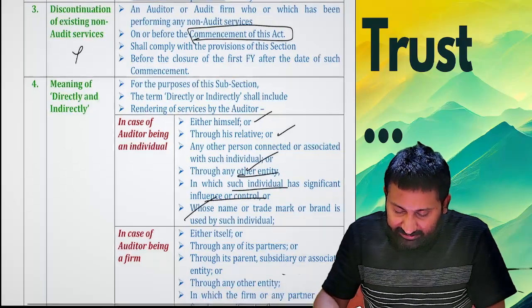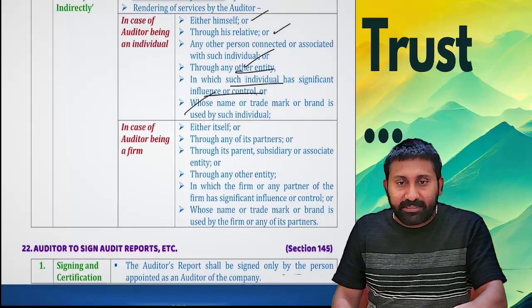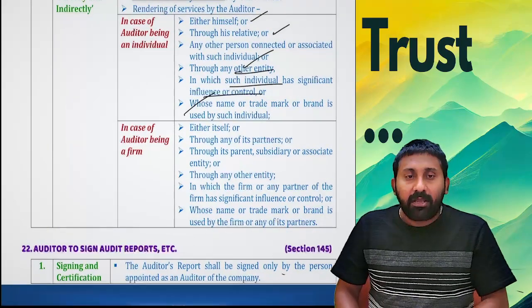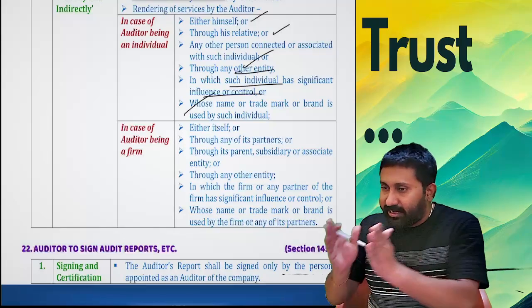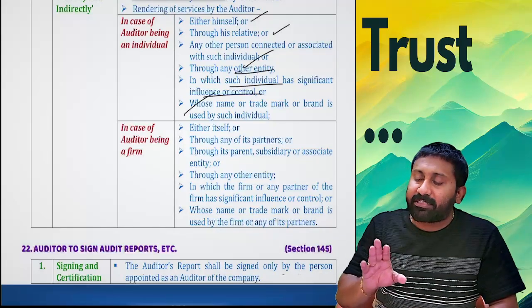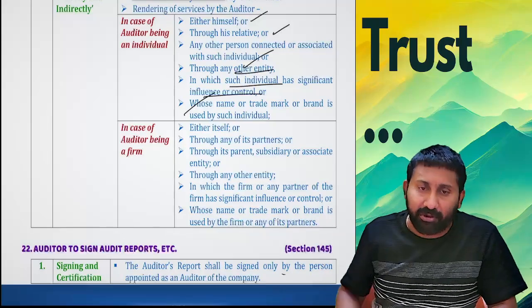Okay, next. Sir, the auditor is not an individual, he is a partner. Then what will happen? The auditor should not render such services either directly or indirectly. The auditor is not an individual, it is a firm. Then what will happen? That firm also should not provide any of these services.